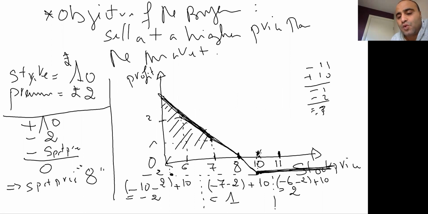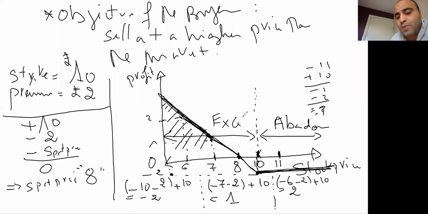So a quick thing about that then: if we are above this point, then the buyer of the put should abandon the contract. That means not exercise it. And if we are below the strike price, then the buyer should actually exercise the contract.